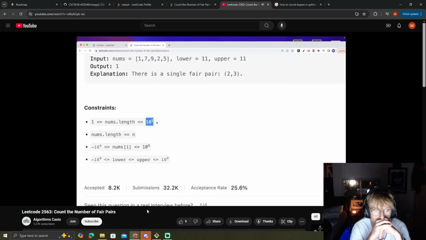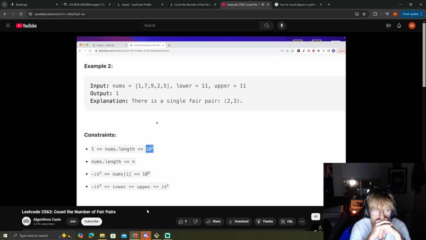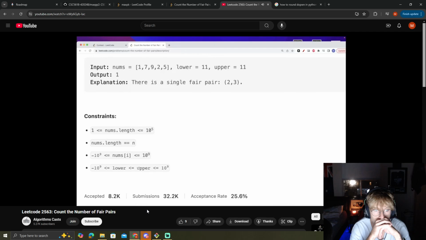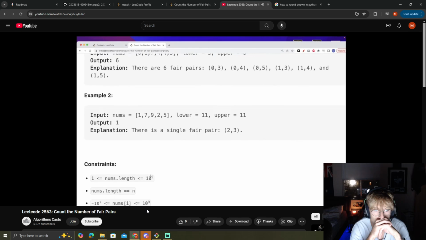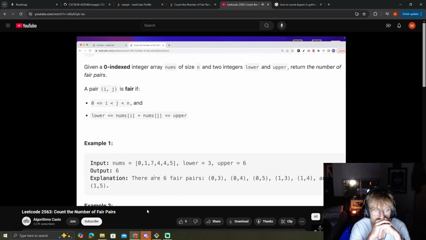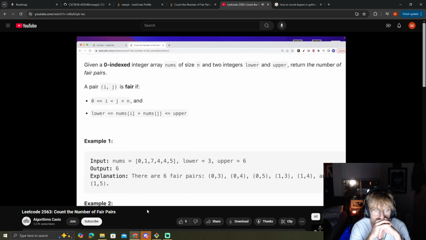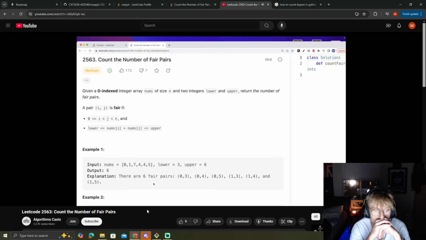Now in terms of constraints, the length of the array is 10 to the power of 5. The range itself is 10 to the power of 9. So this already tells you you can't try every pair of indices in the array, because that would be at least 10 to the power of 10. So we need to find a better solution here. Let's see how we can solve it.